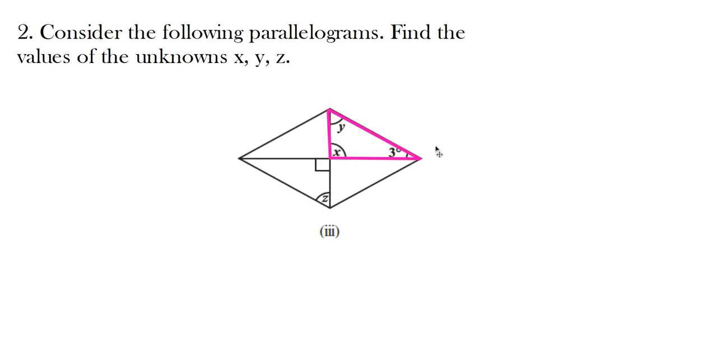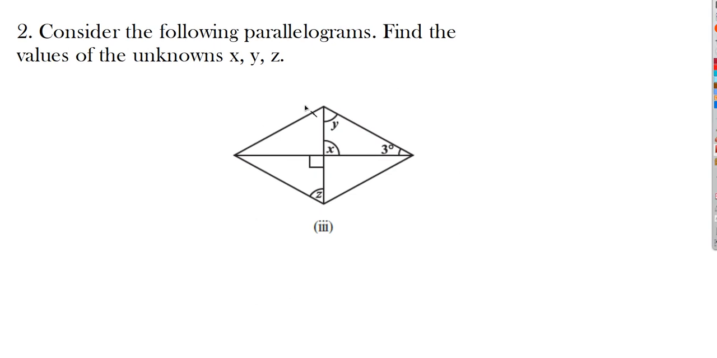Now consider this triangle. You can get x plus y plus 3 is equal to 180 degree, angle sum property. So x, you know, it is 90 degree. So 90 plus y plus 3 is equal to 180 degree. From that you can get the value of y. Now how will you get the value of z?